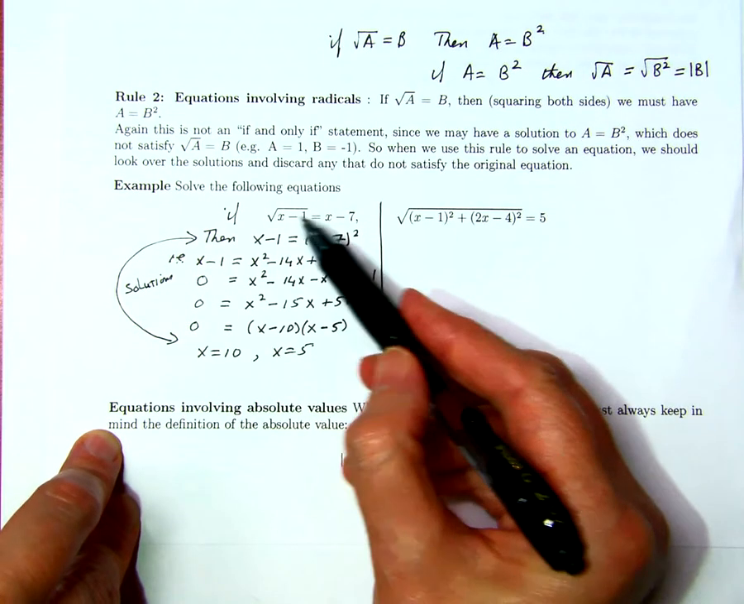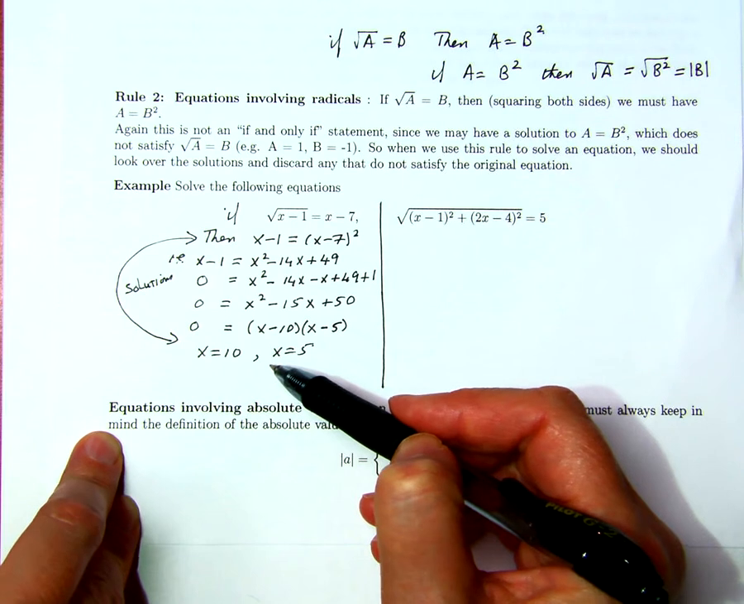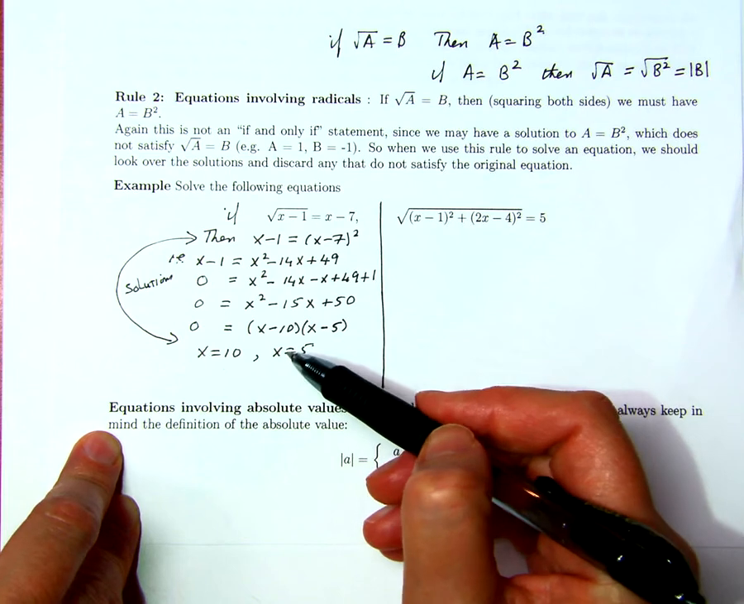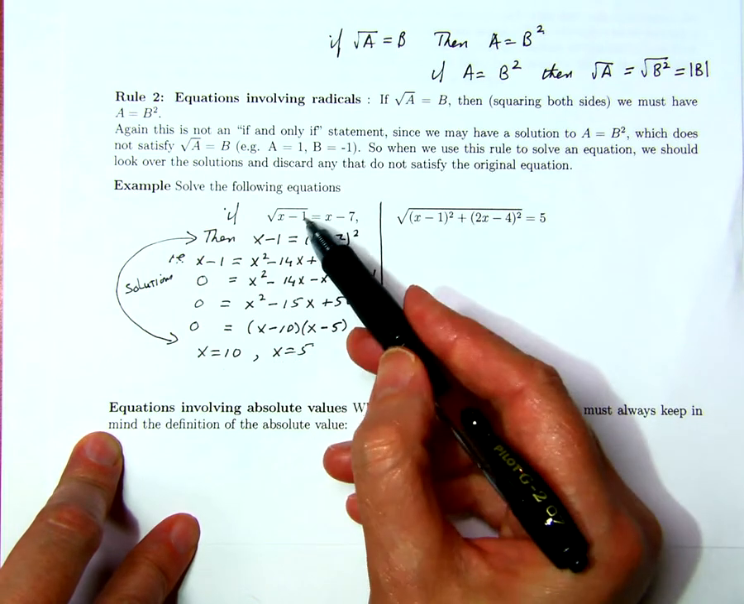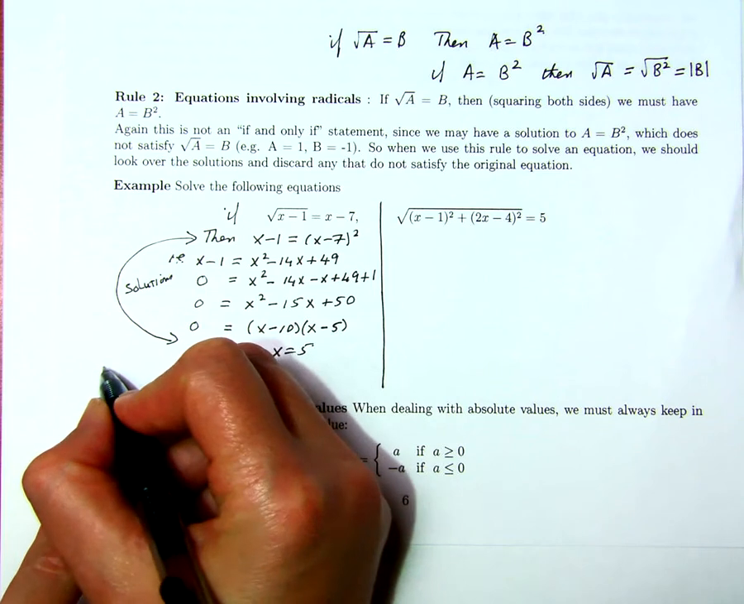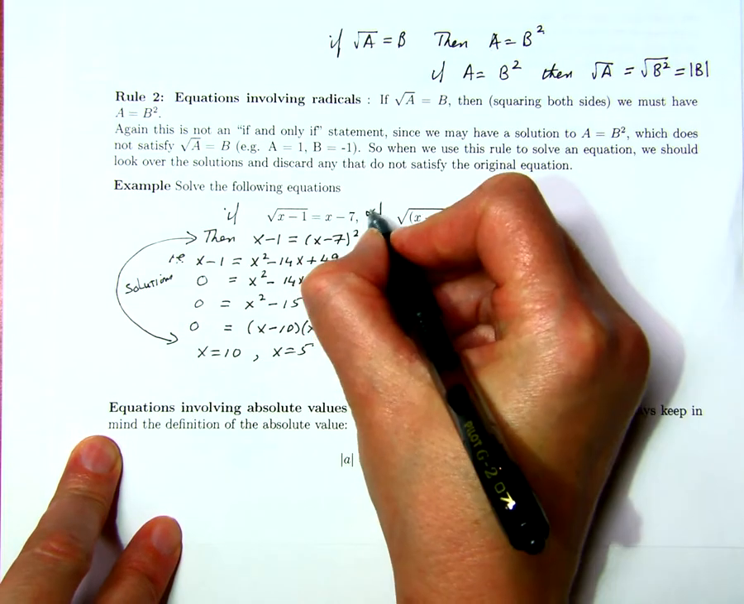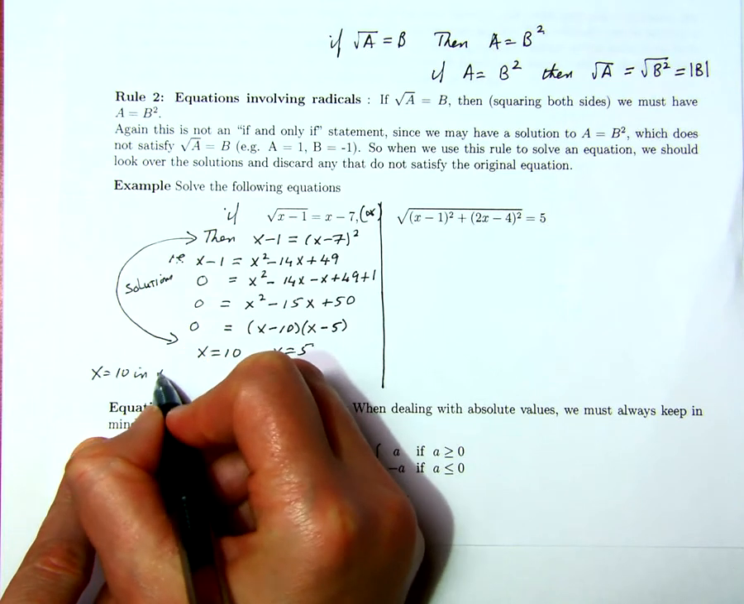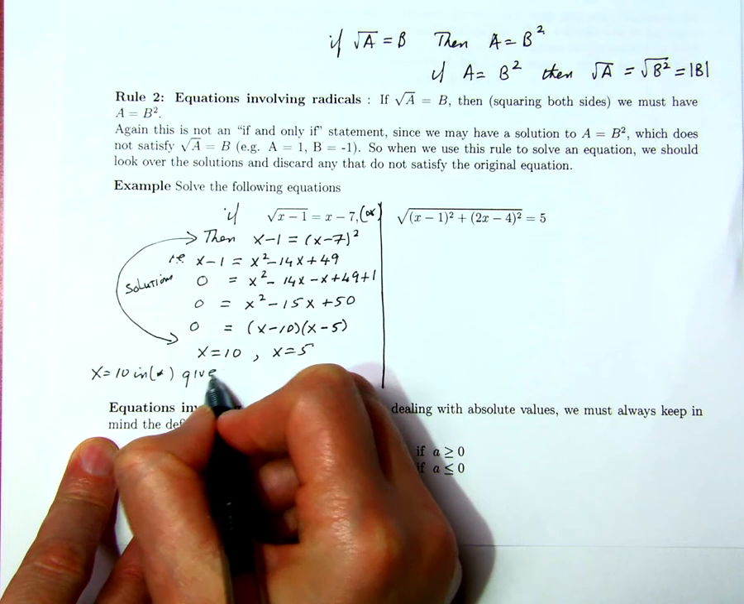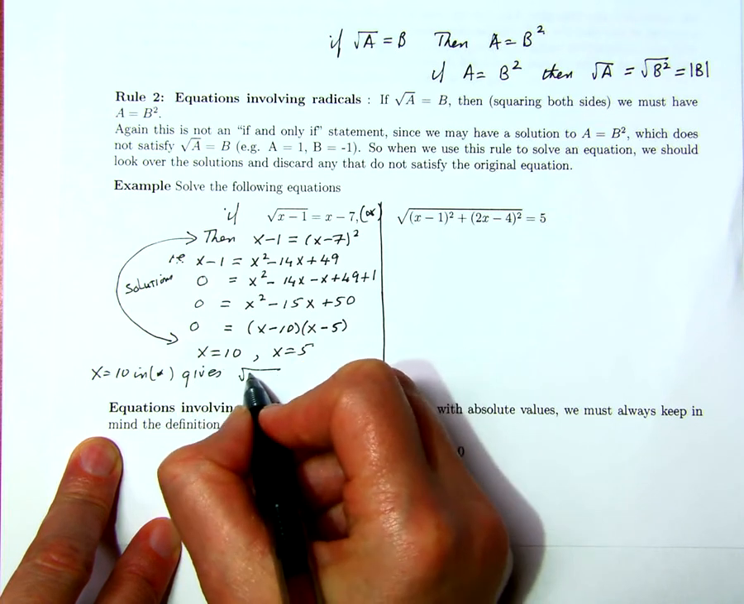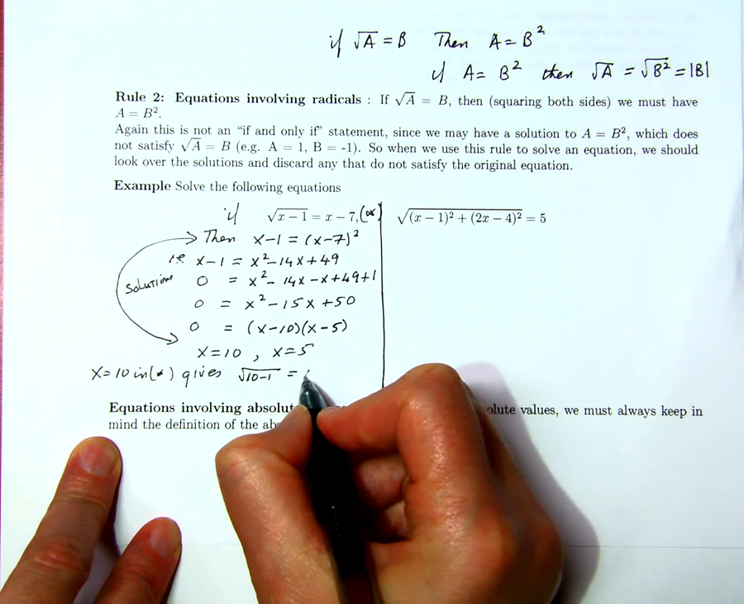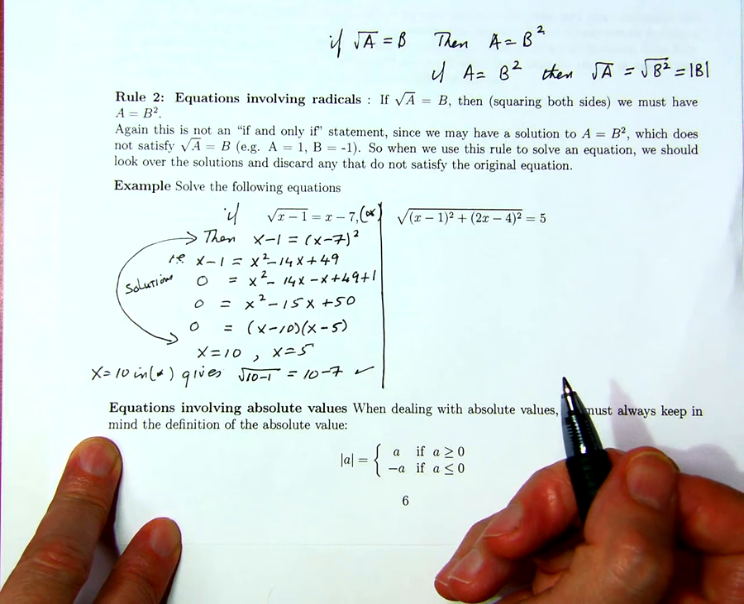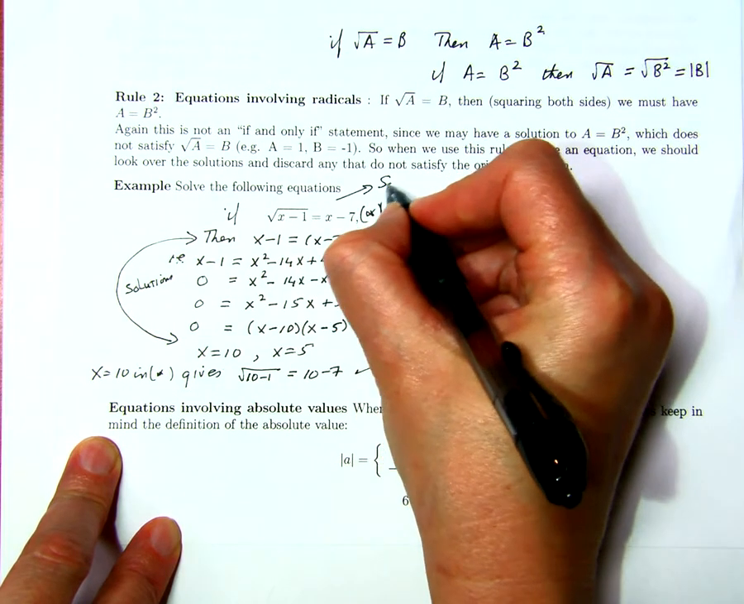Now, the solutions to the original equation must be on this list. So I can plug in both of these numbers into the original equation and check which ones are solutions to that. So x equals 10 in the original equation, let me call it star. That gives me the square root of 10 minus 1 equals 10 minus 7. And this is true. So x equals 10 is a solution to this equation.